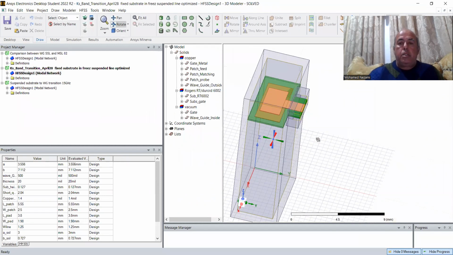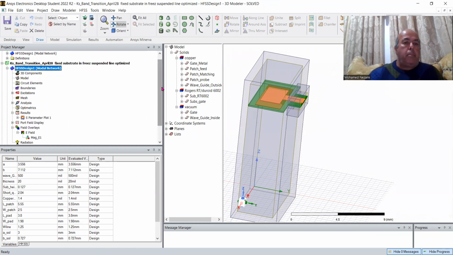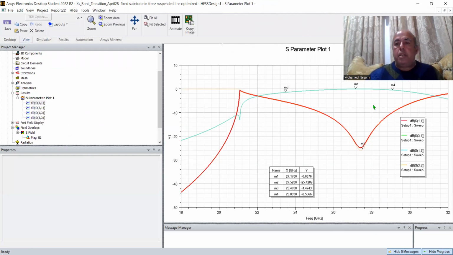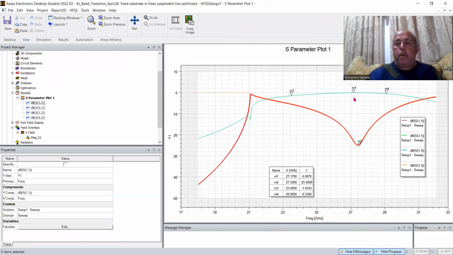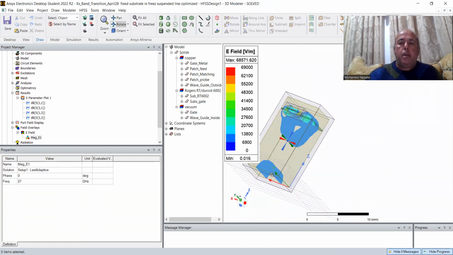transition. So here's the transition and we ran this, so let's look at the performance. And here's the performance. You can see here that this is tuned for around 27.5 gigahertz. A good return loss, and the loss is very tiny over this percentage bandwidth. So this is good.